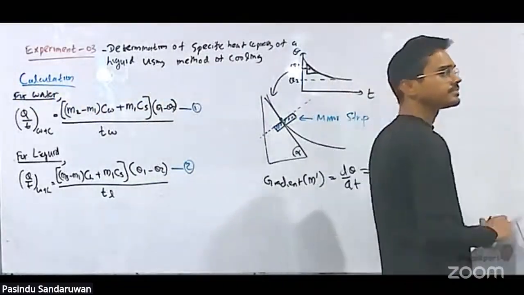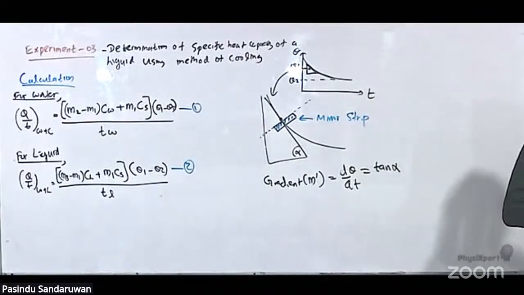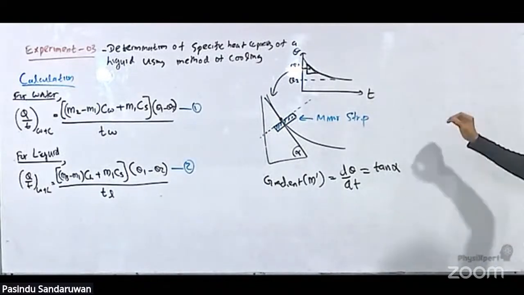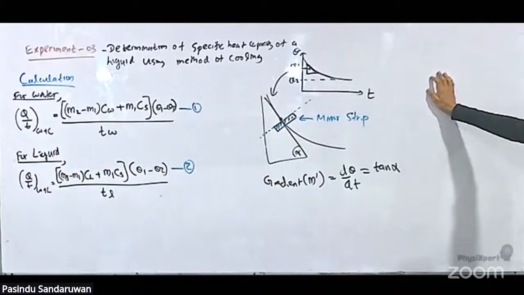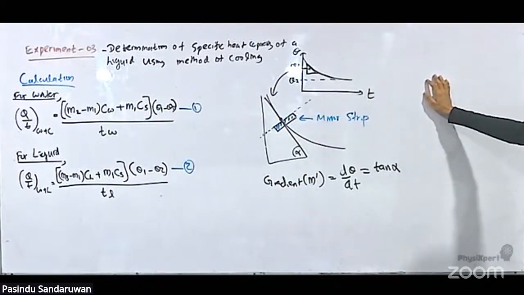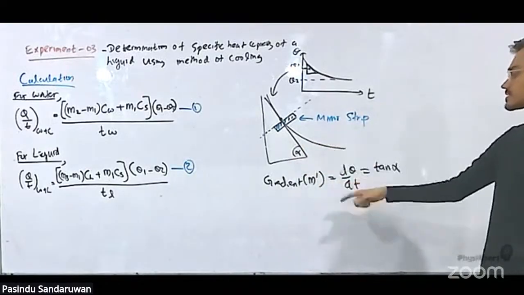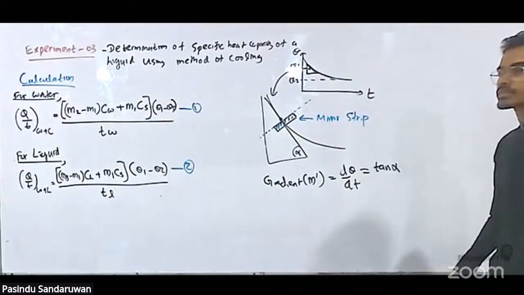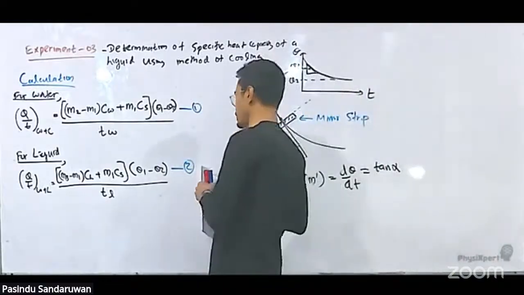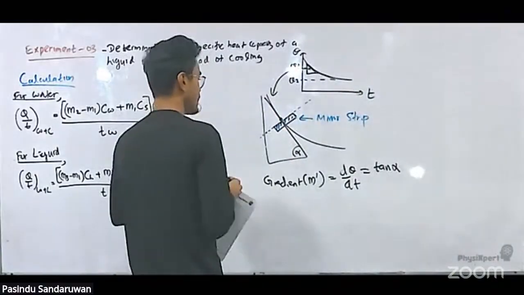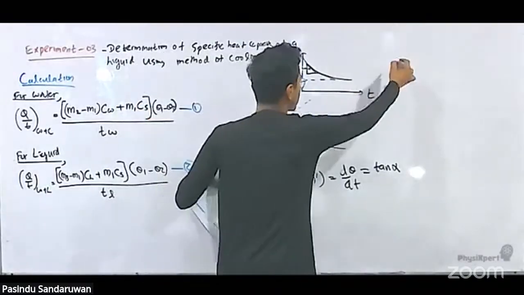Okay, finish. Gradient is d theta over dt, tan alpha. Right? So what we are going to measure is tan alpha. Tan alpha is equivalent to d theta over dt. Right? Now, this is what we do with the mirror strip.